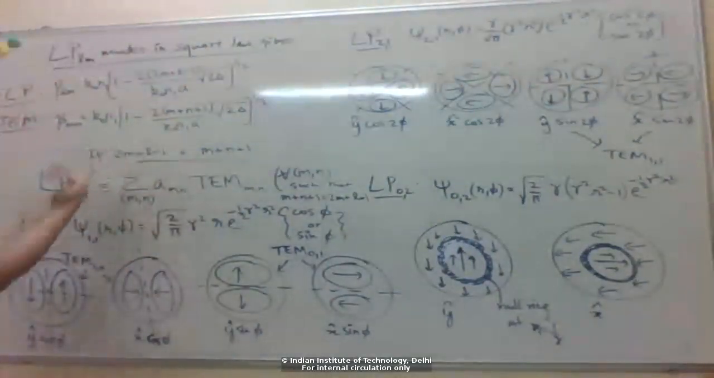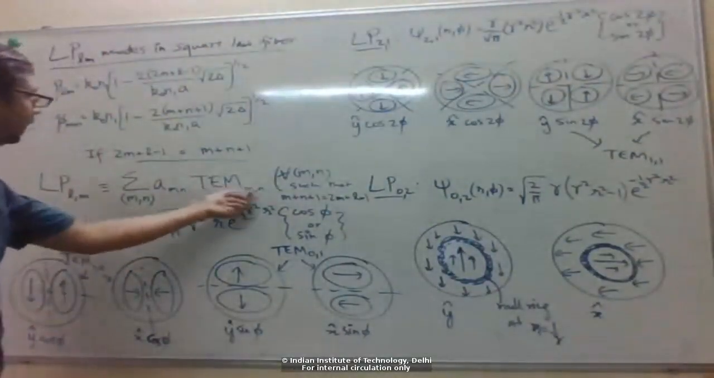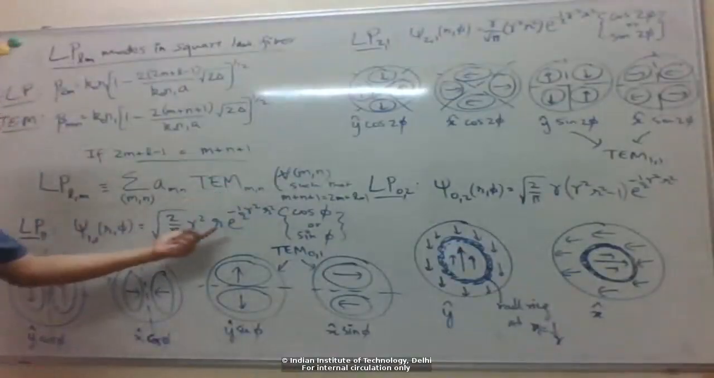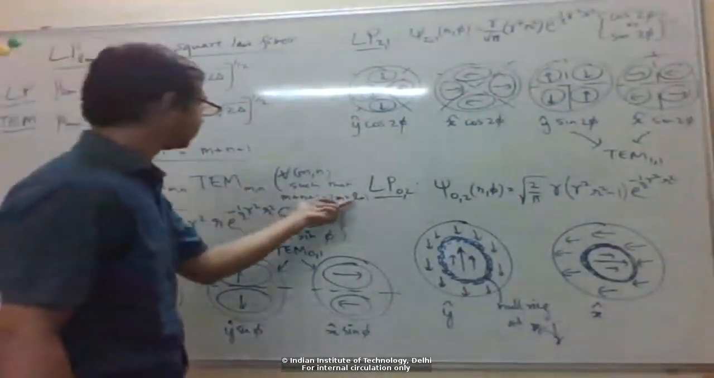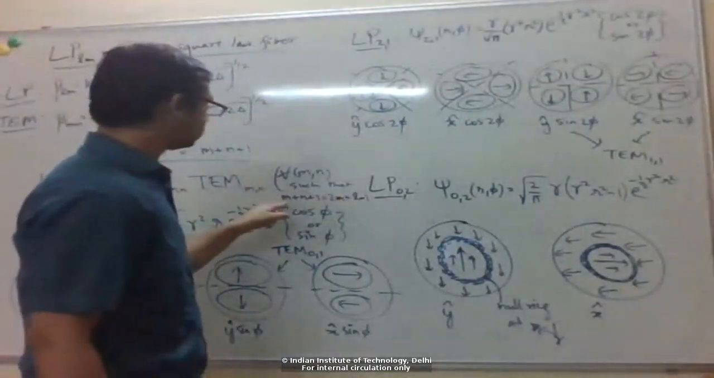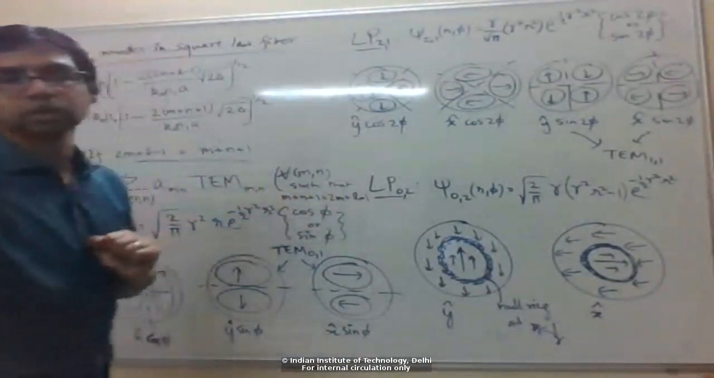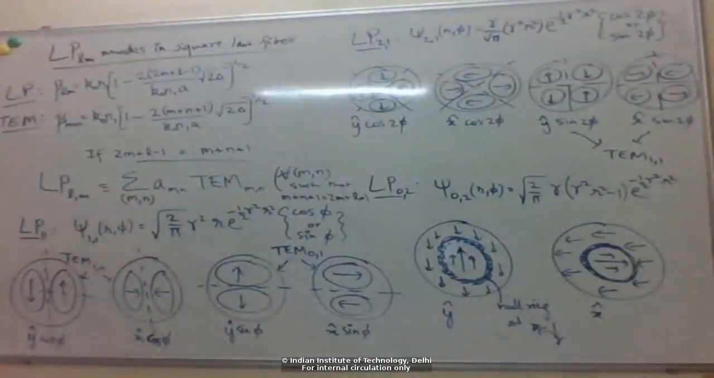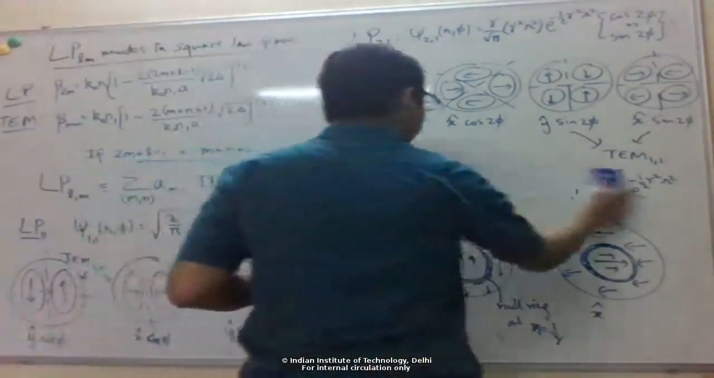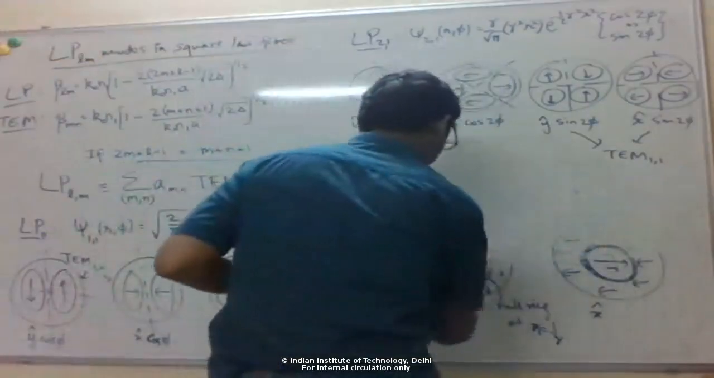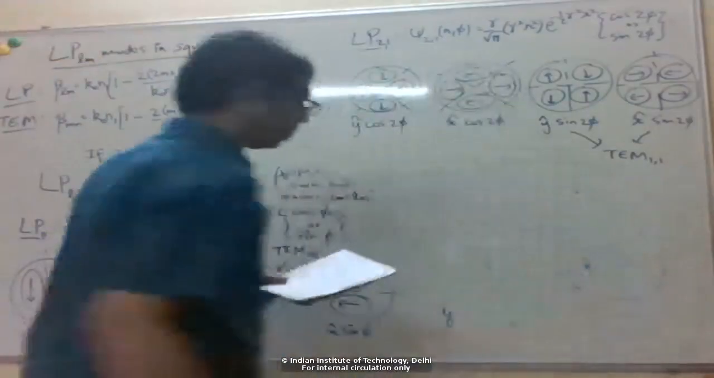And similarly the other way around also. Given any TEM mn mode, you can write it as a superposition of some LP lm modes, again such that you will take the l and m values which satisfy this condition. Again, I need to write it explicitly.